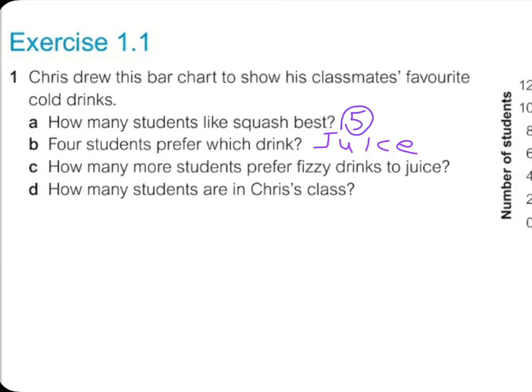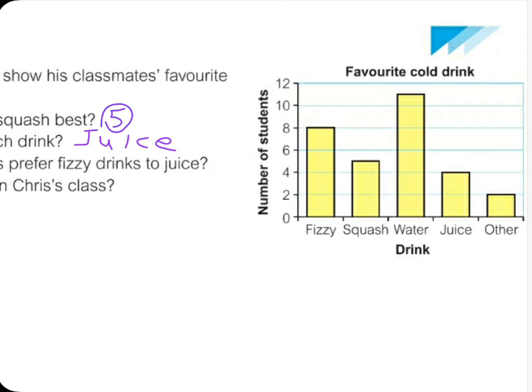Now, next question. Question C. How many more students prefer fizzy drinks to juice? Let's take a look at the bar chart. This question wants you to find the difference between the number of students that prefer fizzy drinks and juice. So here, we're going to look at both of them and subtract the number of students.